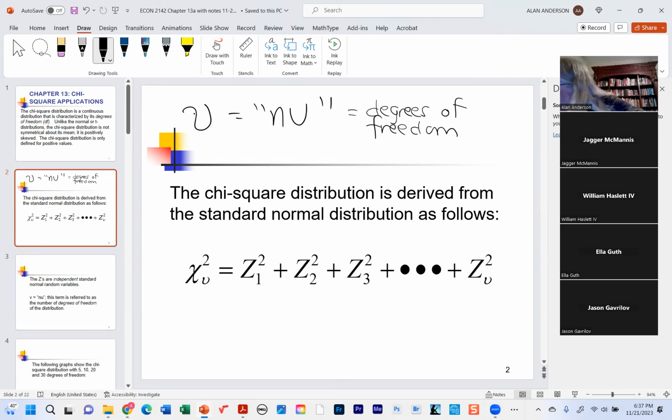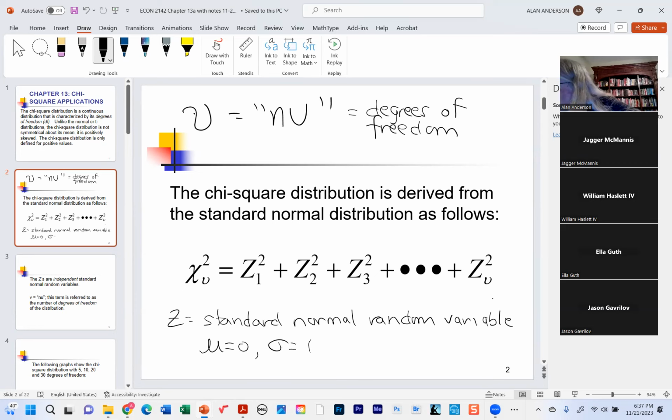Now, what's going on down here? You remember Z is the standard normal random variable. We reserve Z for the standard normal case, the one where the mean is 0 and the standard deviation is 1. What I wanted to point out is that we have taken a series of these standard normal random variables, squared them and added them up, and the sum is our chi-square random variable.